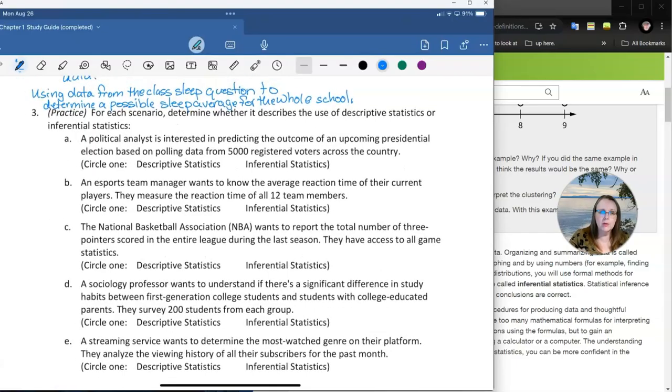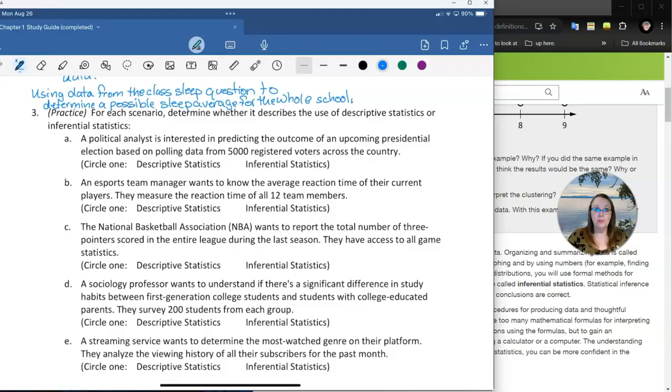So based on what we know, is it describing something that we know all of the information about by giving averages or the number of something that we know about, or is it using data to make an inference about something? So for part A, a political analyst is interested in predicting the outcome of an upcoming presidential election based on polling data from 5,000 registered voters from across the country.